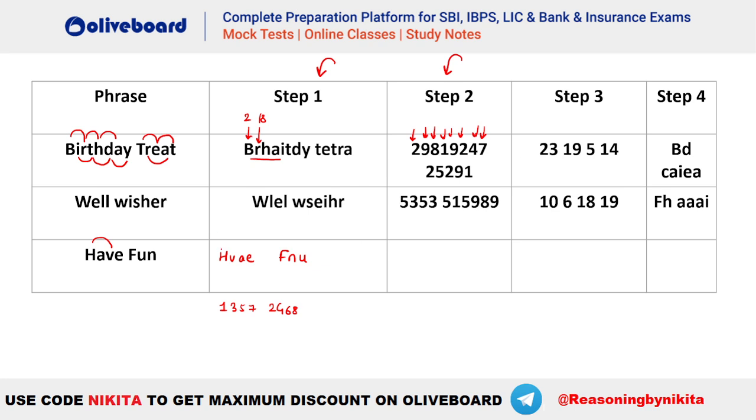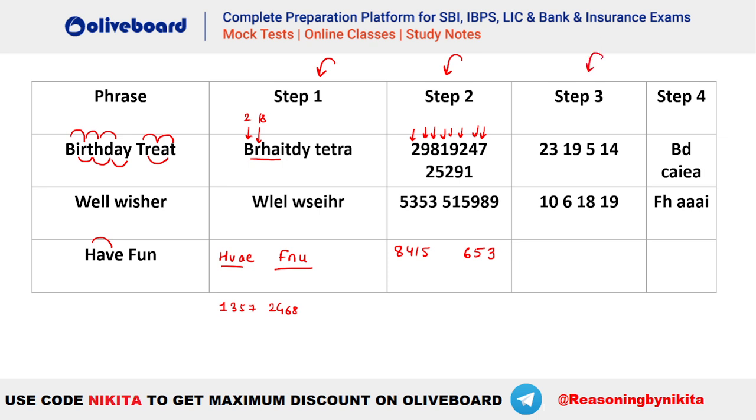Okay. So what about HAVE FUN here? What will it be? You can see H is 8, V is 22. So 2 plus 2 is 4, A is 1, and E is 5. 8, 4, 1, 5. F is 6, N is 14. So we get a 4 plus 1, that is 5. U is 21. So we get a 3. So 6, 5, 3 will be here.